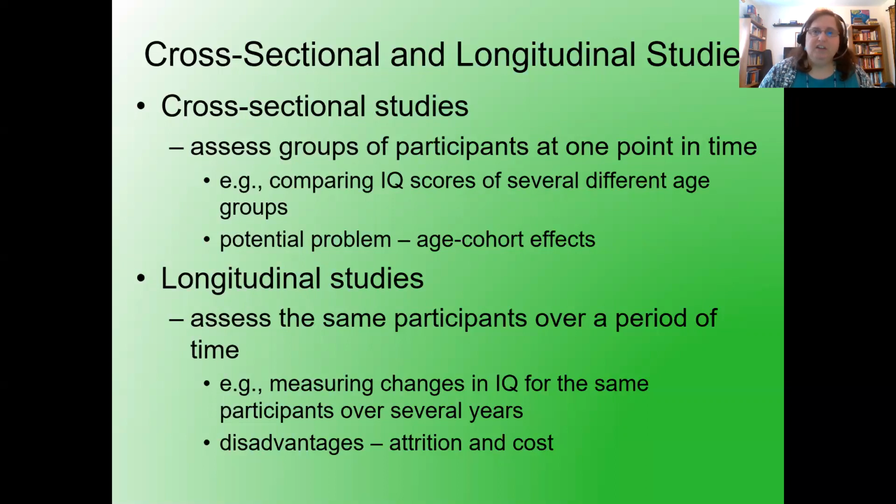Now, longitudinal studies are a little stronger because they assess the same participants over a period of time. Now we're going to measure changes in IQ for the same participants over several years. Now that's a little stronger study, as you can probably see, right? We're going to measure them at 7, at 9, and at 11. Now, if there is some kind of impact of age and age only, we'll see it.